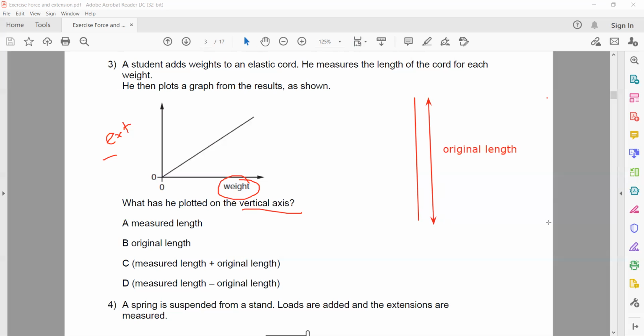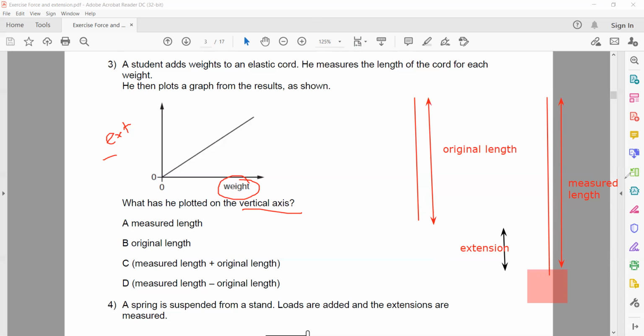When we attach a load with this cord, that is known as the measured length. So how can I get the extension? How to know how much it is extended? So how do we get the extension?